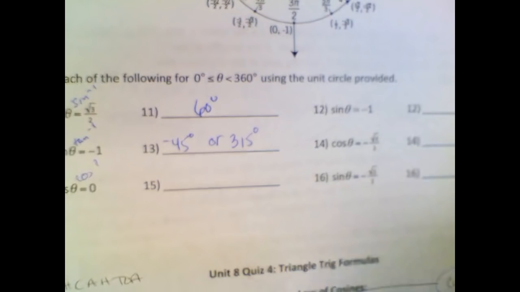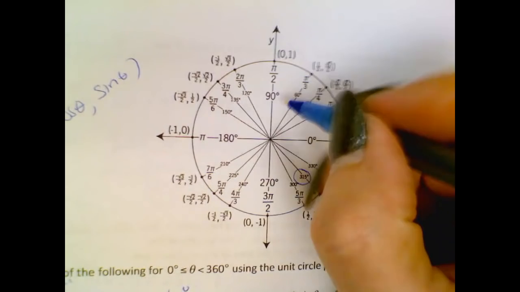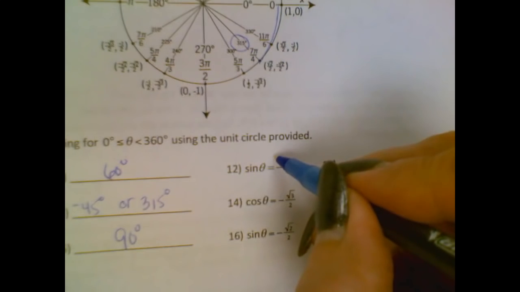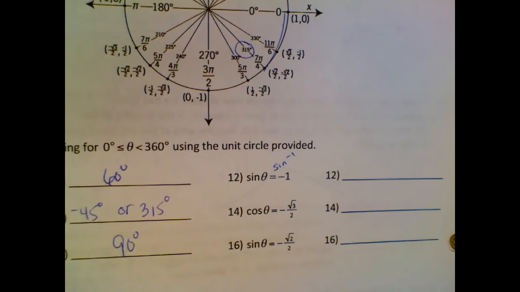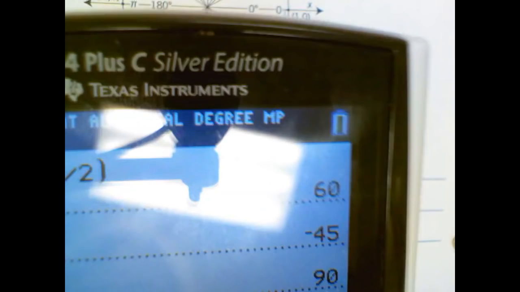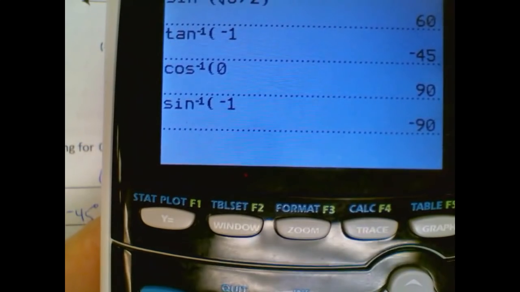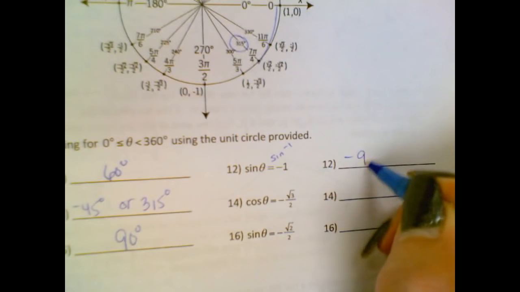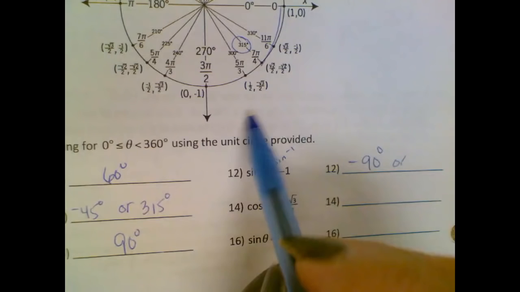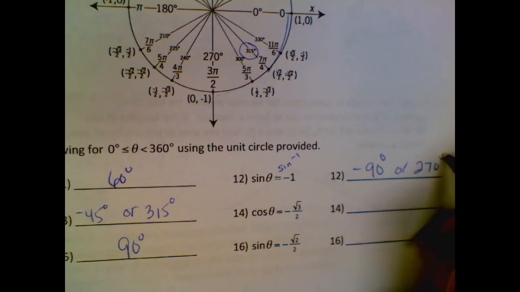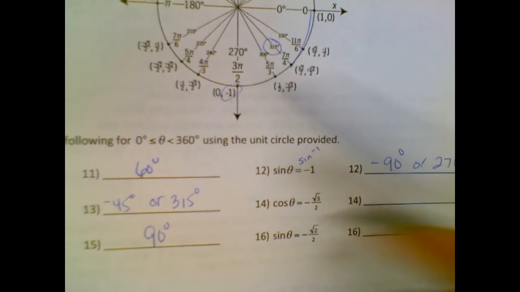And it's 90 degrees. So write 90 degrees. Let's look at 90 degrees. Here it is. Notice that the cosine, which is the x-coordinate, is 0. So when is sine -1? Do arc sine of -1. It says -90. Or if you look at this, if you go backwards, -90, it's also 270. So you can say also 270. Notice the sine right there is -1.